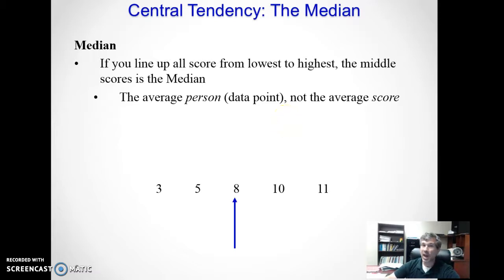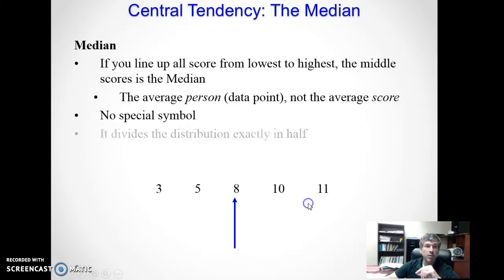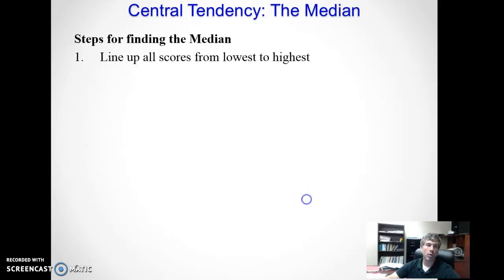The mean involves adding all the scores up and finding the average score. That means the scores that are farther away from average are more influential on the mean. They will drag the mean towards them. They'll make it unusually high or unusually low. We'll see what that looks like in just a moment. But there's no special symbol for the median, and it divides the distribution exactly in half. We know half the people scored at or above this number, half the people scored at or below it.